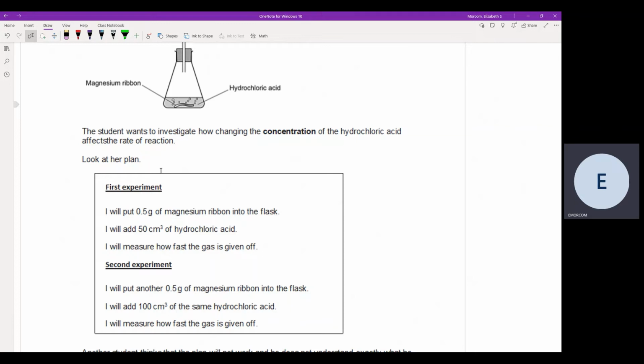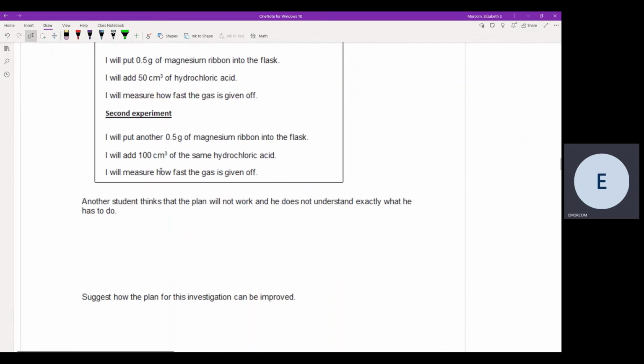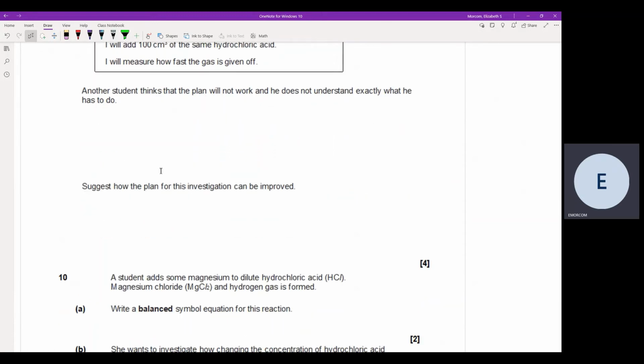I will measure how fast the gas is given off. Second experiment, I will put another 0.5 grams of magnesium ribbon into the flask. I will add 100 centimeters cubed of the same hydrochloric acid. I will measure how fast the gas is given off. Another student thinks that the plan will not work and he does not understand exactly what he has to do. Suggest how the plan for this investigation can be improved.